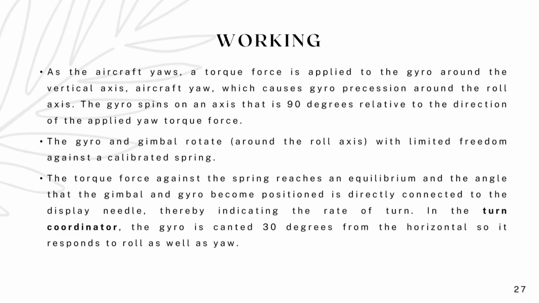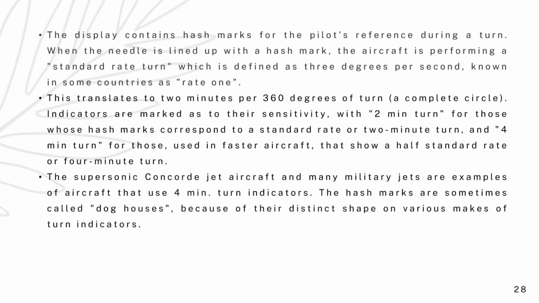In the turn coordinator, the gyro is canted 30 degrees from the horizontal so that it responds to roll as well as yaw. The display contains hash marks for the pilot's reference during a turn. When the needle is lined up with a hash mark, the aircraft is performing a standard rate turn, which is defined as 3 degrees per second, known in some countries as rate 1. This translates to 2 minutes per 360 degrees of turn, a complete circle.